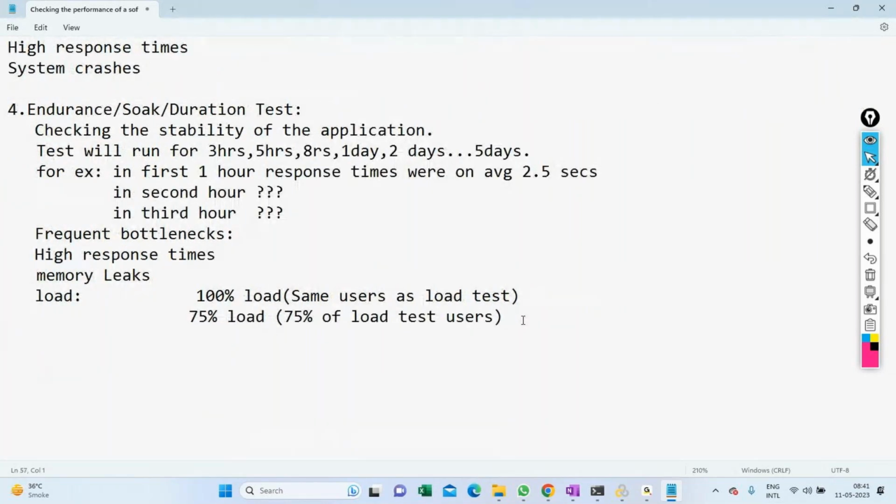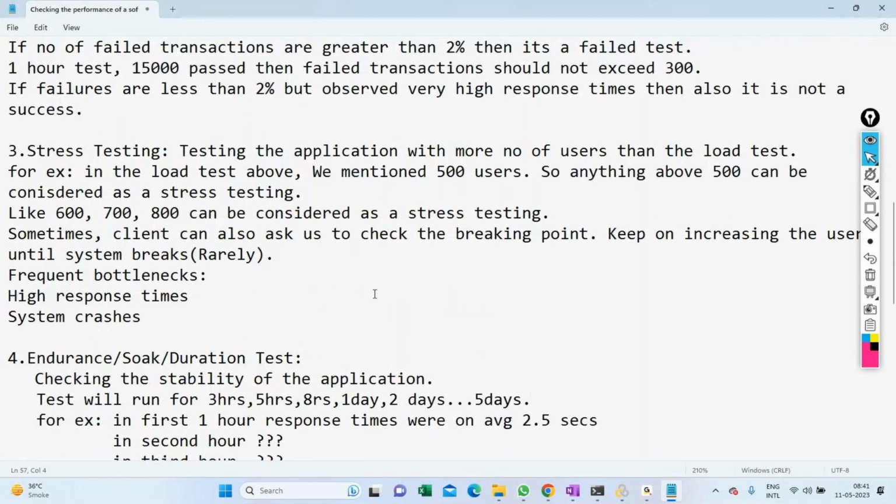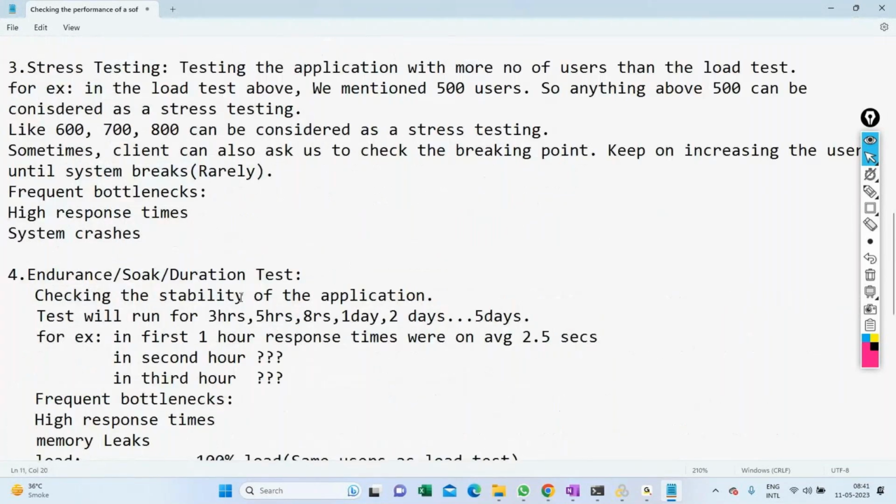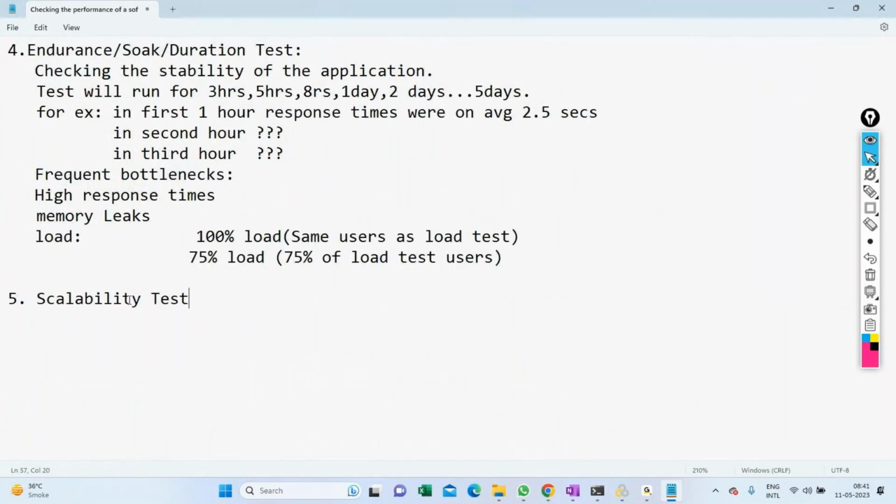Okay. So that is about endurance test or soak test, guys. So the next one is scalability testing. Scalability testing is all about checking the scalability of the application, as the name suggests. Basically, it is run considering the future growth of the application. So scalability test will be run based on future growth.